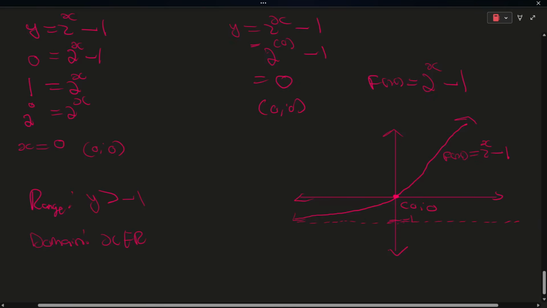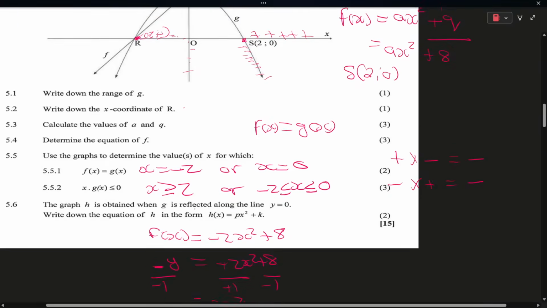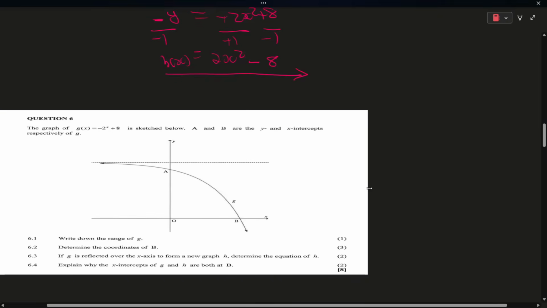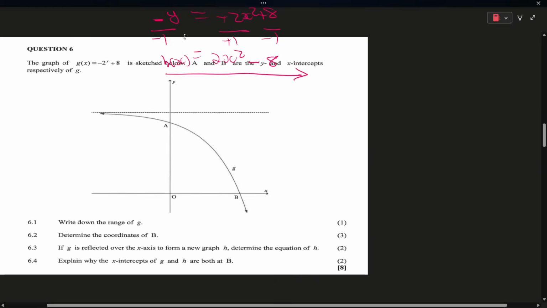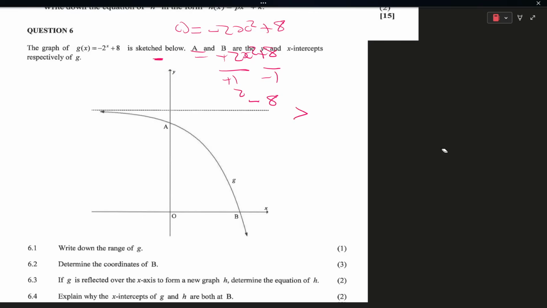Okay, so let's now check if we have something. Yes, we have something different, guys. Let's try this. I'm going to try to erase this as quick as I can.